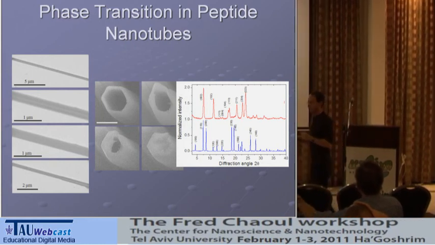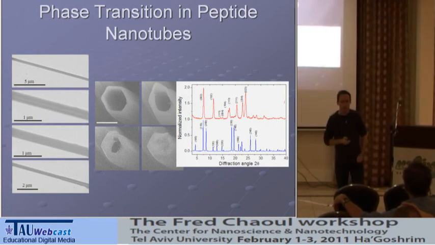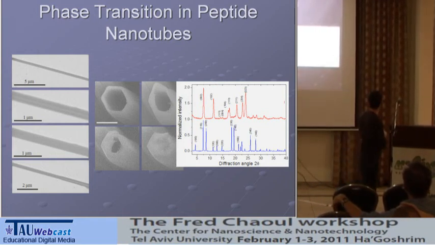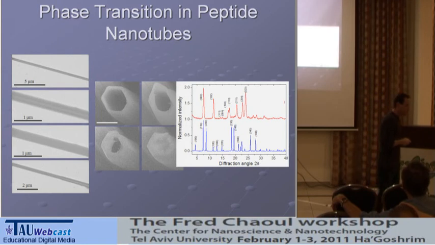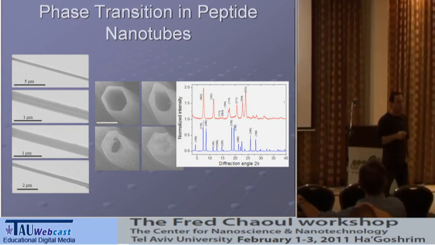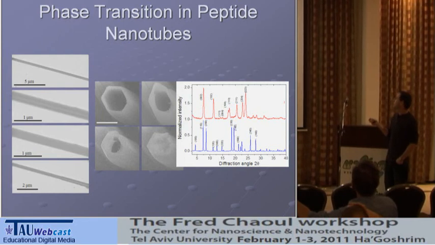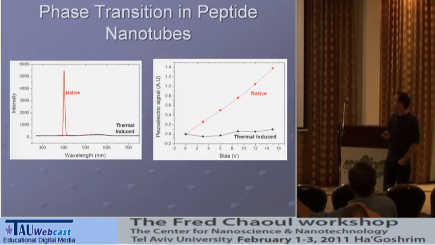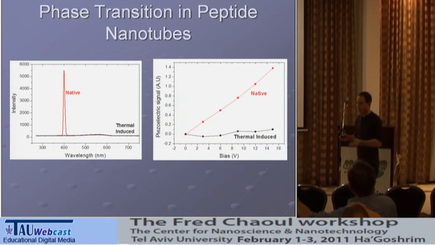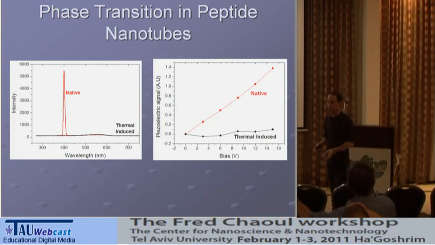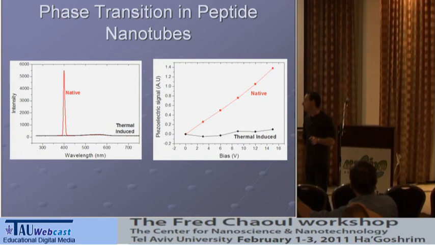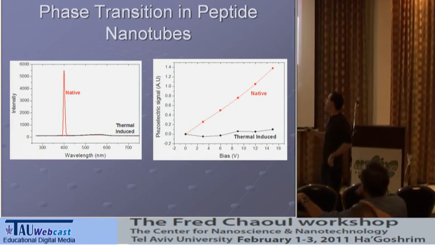But the most interesting part is the crystal structure is completely different. From a P61 non-centrosymmetric crystal structure, we are moving to a centrosymmetric crystal structure. This is the crystal structure of the thermal-induced peptide nanotubes, and this is PNMA. So if we move into a centrosymmetric, all the piezoelectricity and the second harmonic generation should disappear, and they disappear completely. This is the signal of the native. This is the thermal-induced, no second harmonic generation.